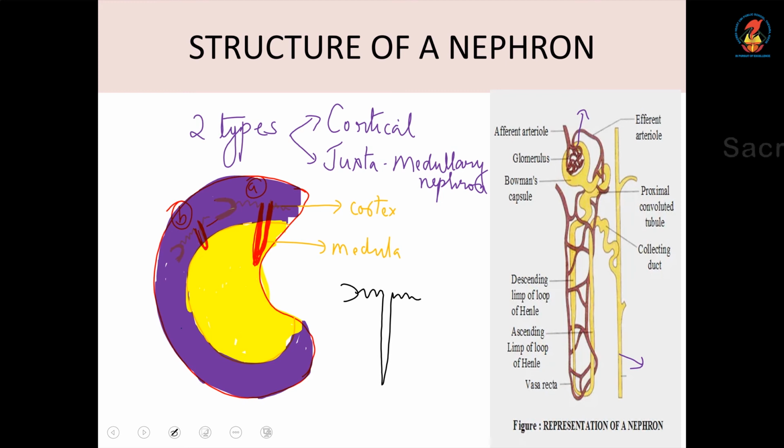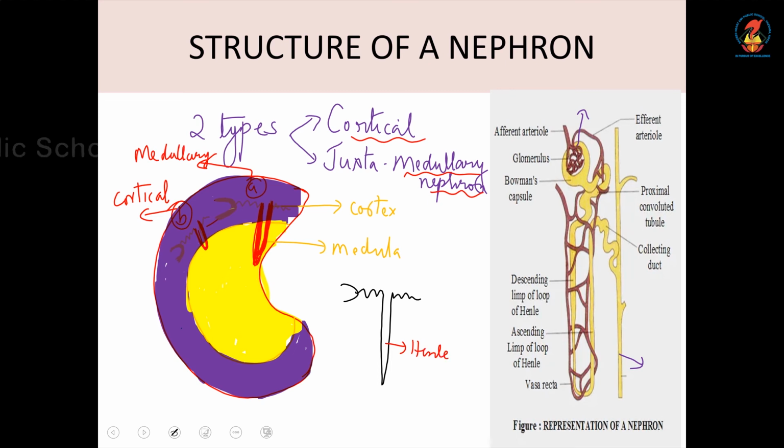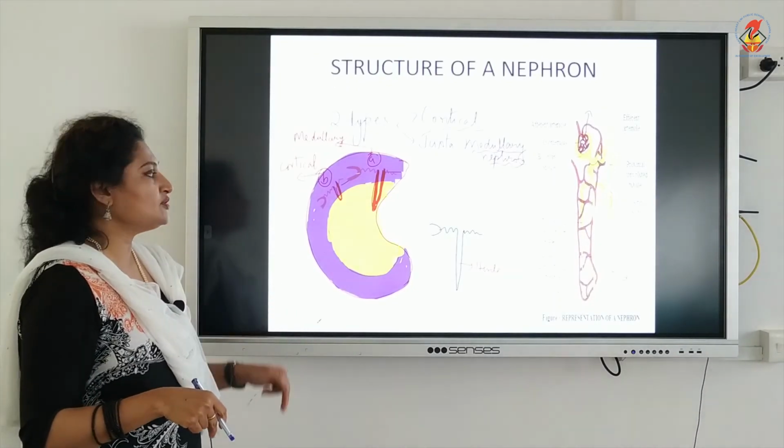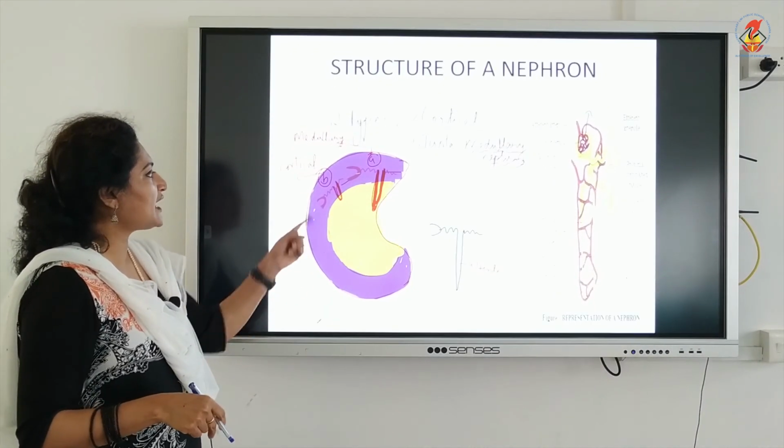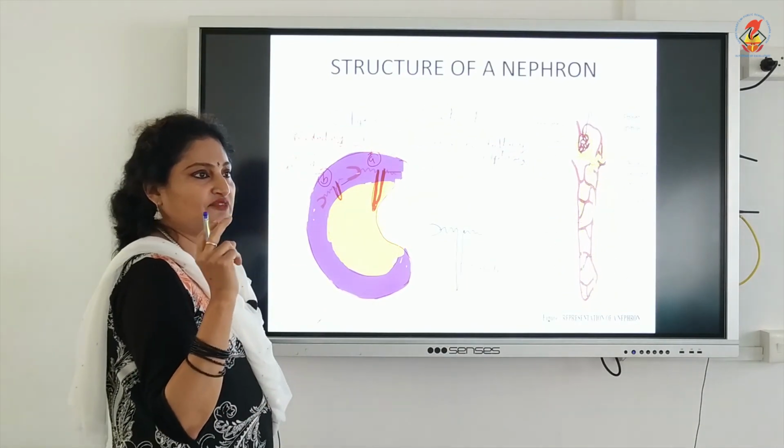So now which will be called the medullary nephron and which will be called the cortical nephron? B will be called the cortical nephron and A will be called the medullary nephron. So the first difference between medullary nephron and cortical nephron is the length of the loop of Henle. In the medullary nephron, the loop of Henle is very long and goes deep down into the medulla. On the other hand, the cortical nephron has a loop of Henle which is very short.